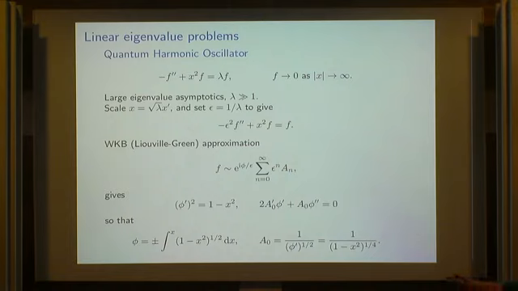Put this in especially for John, and he's not here. The Liouville-Green approximation that everybody else knows as WKB. He might be watching at home.